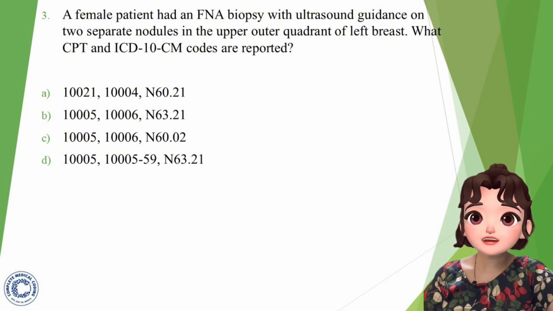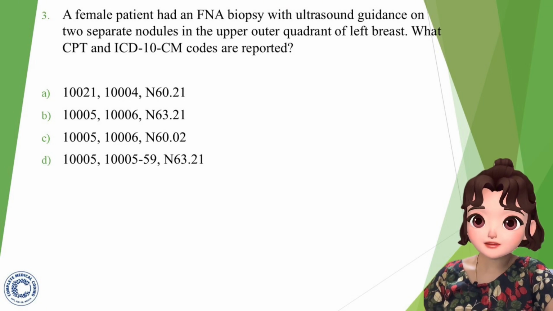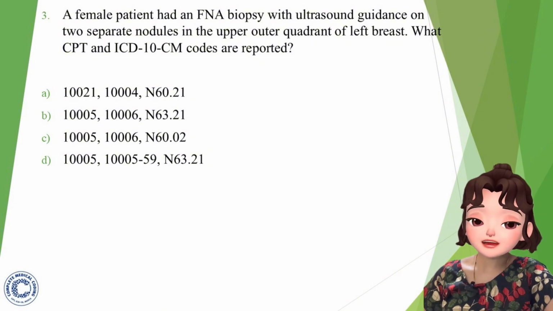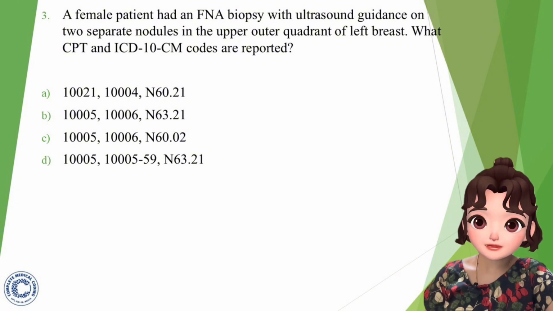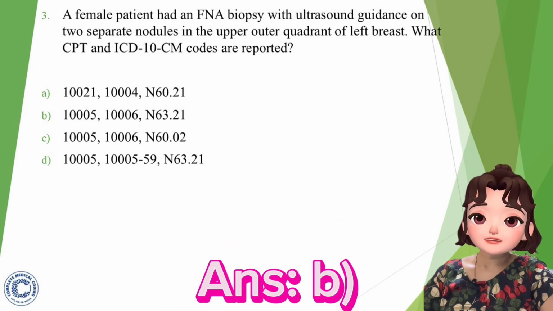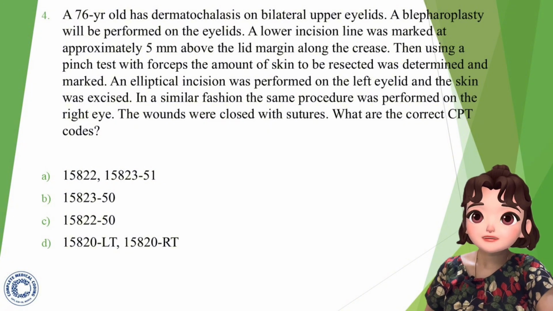And in option D, if you can see, it's 10005 and again 10005 by adding 59 modifier. No, that is wrong. It should be 10005, 10006 as the CPT codes and then ICD code N63.21. So you got the correct answer, it's option B. Okay. Now let's move to the fourth question.